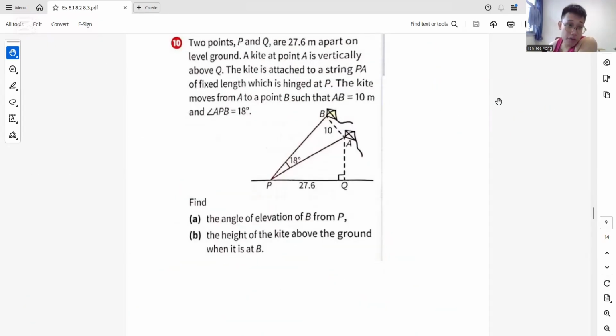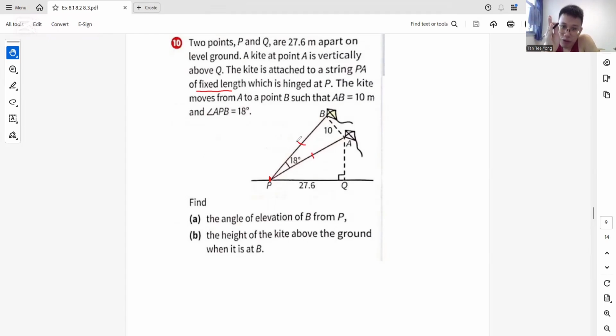Let's look at the last question for exercise 8.2, which I'm going to cover. Two points P and Q are 27.6 meters apart on level ground, as shown in the diagram here. A kite at point A is vertically above Q, and the kite is attached to a string PA of fixed length, hinged at P. So the keyword is fixed length. It's fixed here and then it will start to move. That means line PA and PB are the same, because it's the same identical string.